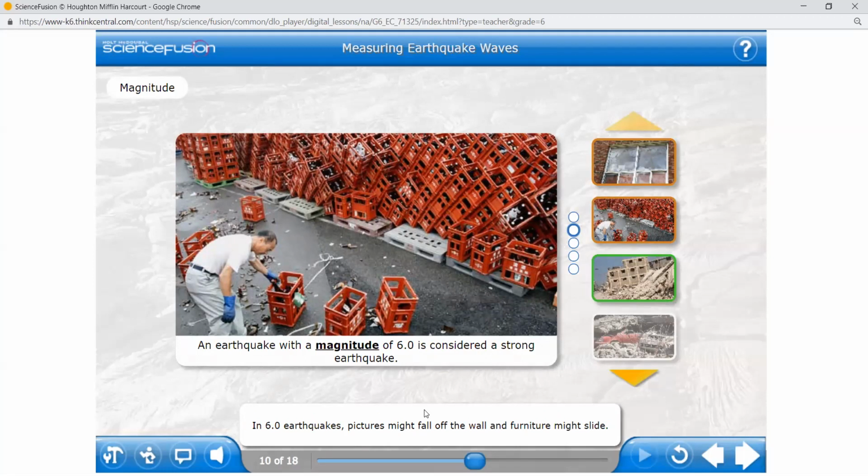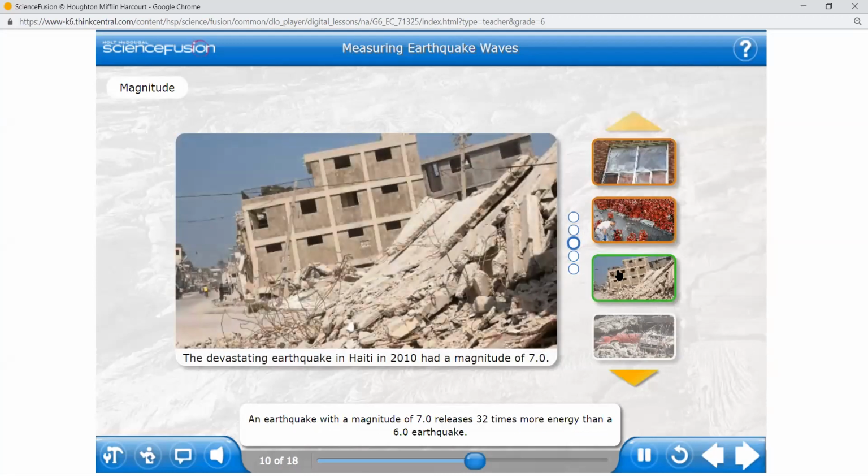In 6, they say the furniture might slide, but the building cannot break in 6. Now see, when I talk about 7, it's like 1024 times 32. That will be so much. An earthquake with a magnitude of 7.0 releases 32 times more energy than a 6.0 earthquake. In an area near the epicenter, ground movement would be much greater than in a magnitude 6.0 earthquake. During an earthquake with a magnitude of 7.0, many buildings might be badly damaged.